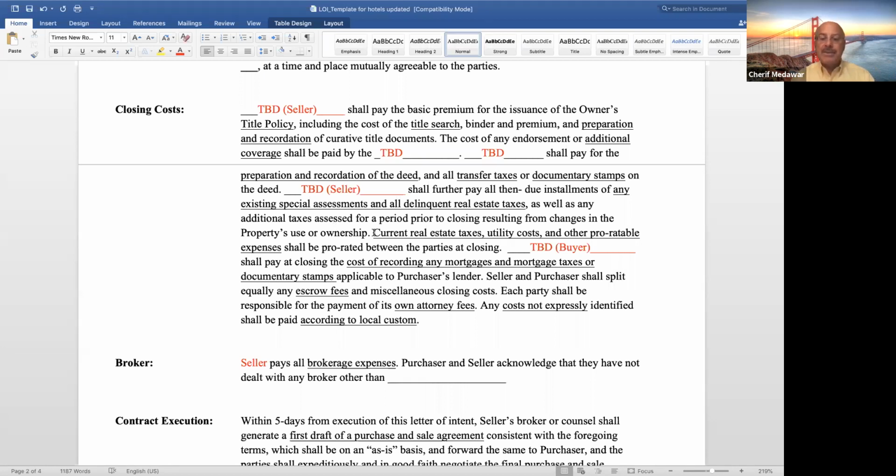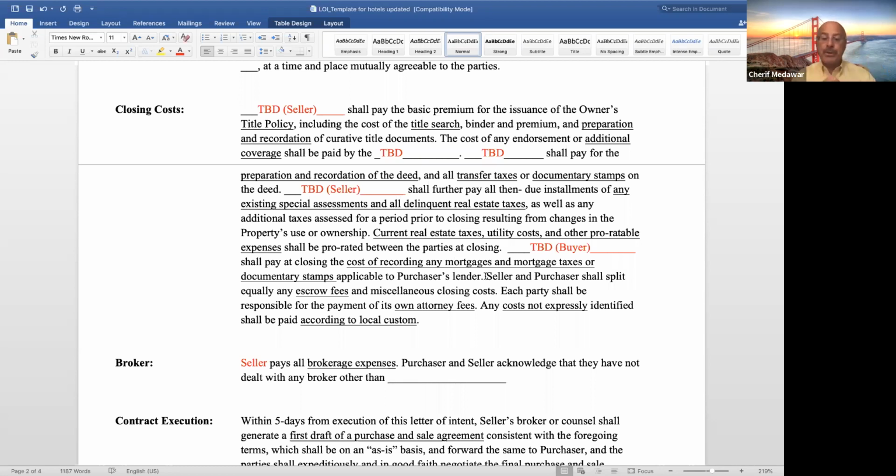Current real estate taxes, utility costs, and other proratable expenses shall be prorated between the parties at closing. So we're going to prorate. We're going to close on X date. We need to make sure that by that date, the seller is going to pay for all the expenses when they were owners. From the date the closing happens forward, the new buyer pays. So buyer shall pay at closing the cost of recording any mortgages and mortgage taxes or documentary stamps applicable to purchaser's lender. Of course, the purchaser is getting the loan, they have to pay for these fees.